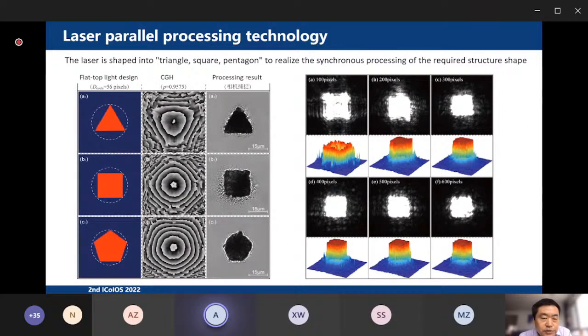And we also do some laser beam shaping, such as the triangle, square, and the pentagon shaped laser, flat top laser design. And we also generate the holography, and we process this triangle, square, pentagon. So next, please.